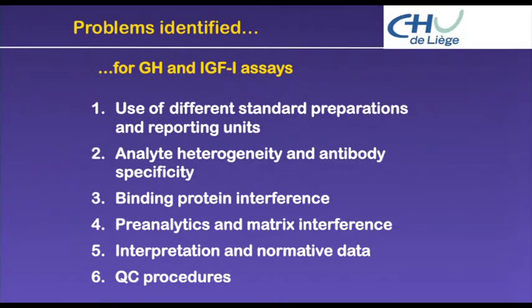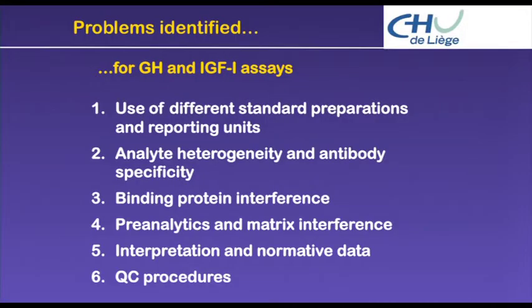There are problems of binding proteins, because these hormones circulate linked to a binding protein. There are matters of pre-analytics and matrix interference. There is also a large problem of normal reference range. What is the normal reference range for these kinds of hormones? Just like we go back to vitamin D. And also, these labs should use QC procedures.